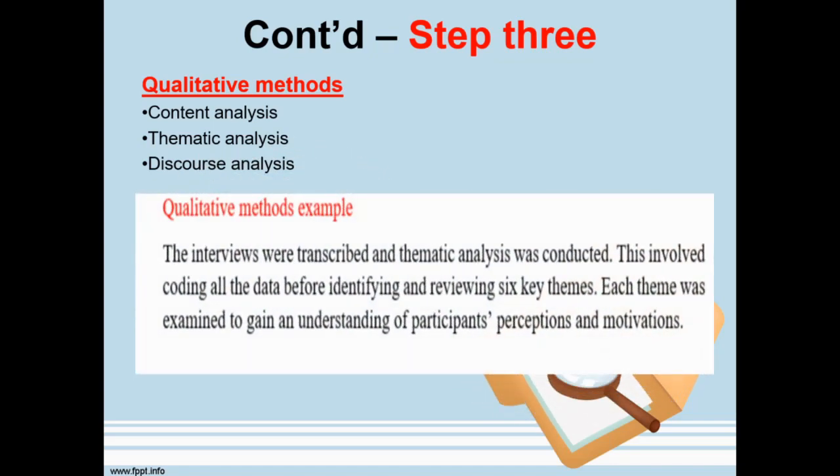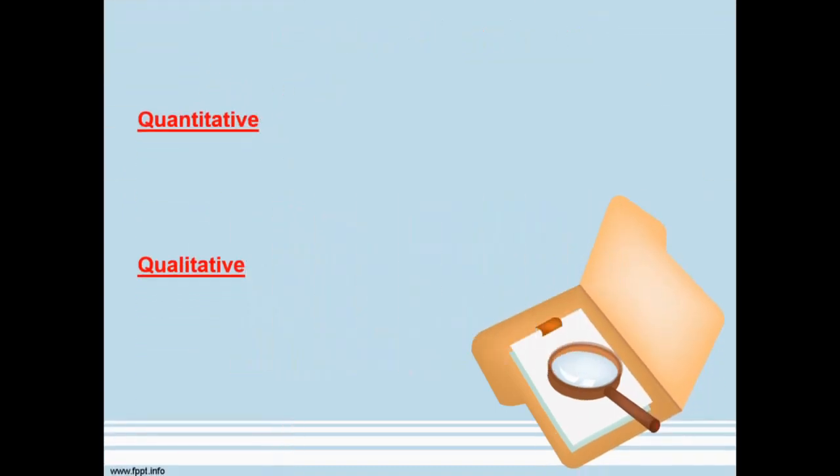So it reads, the interviews were transcribed and thematic analysis was conducted. This involved coding all the data before identifying and reviewing 6 key themes. Each theme was examined to gain understanding of participant perception and motivation. So in a nutshell, this is how a qualitative method of data analysis description basically looks like.